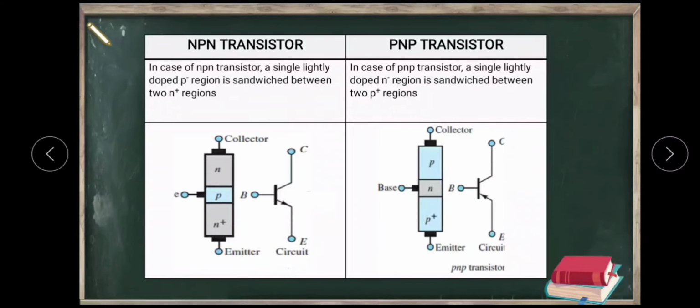At the same time, PNP transistor is nothing but a single lightly doped N- region sandwiched between two P+ regions, that we call PNP transistor. Construction and circuit symbol of PNP transistor is as shown in this slide. Please go through this slide.